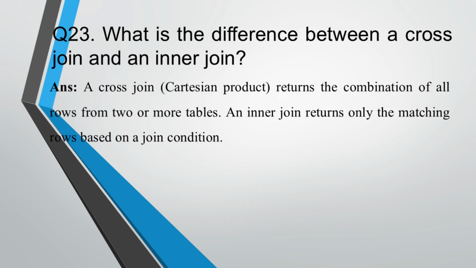What is the difference between a cross-join and an inner join? A cross-join, or Cartesian product, returns the combination of all rows from two or more tables. An inner join returns only the matching rows based on a join condition.